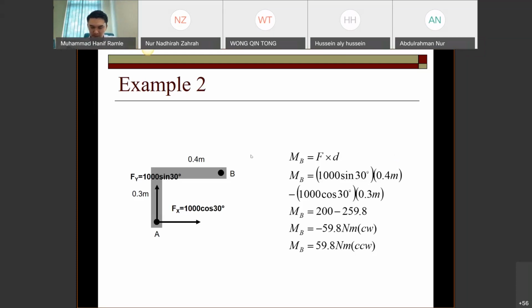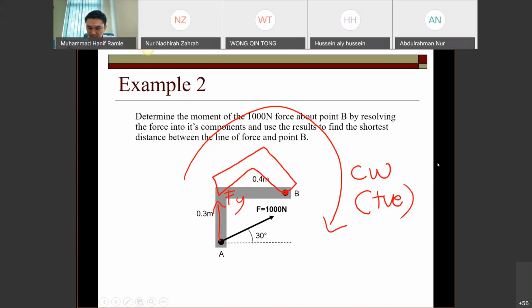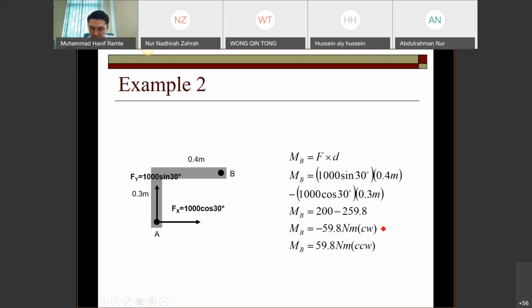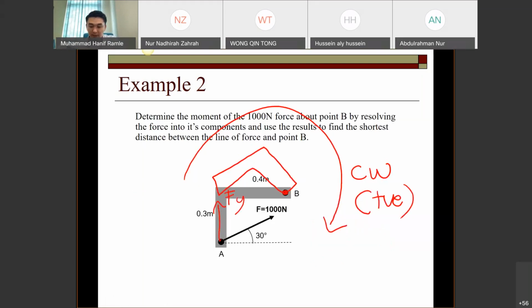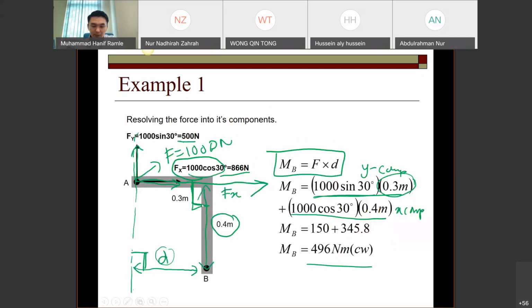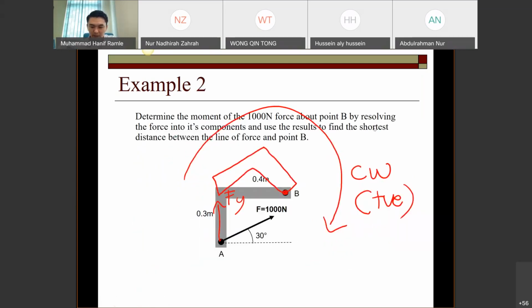Still in example 2. So you have a moment, with two different types of answer. If you put negative, I can know that one is clockwise. If you put positive, I can know it is counterclockwise. The second question is about this one. You have to find the shortest distance between the line of force and point B, which is this D. You have to find this D.